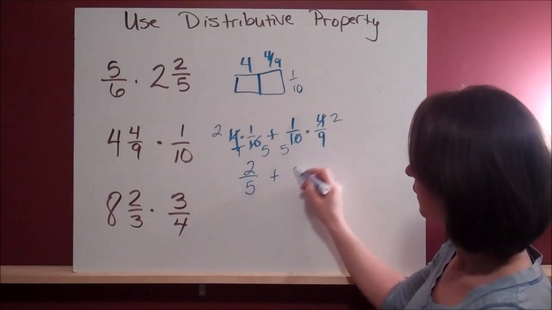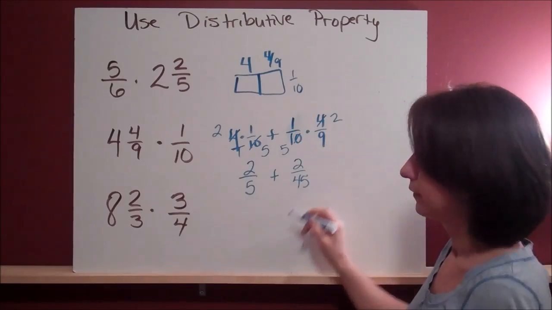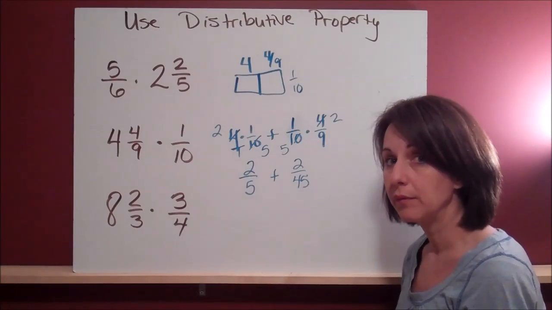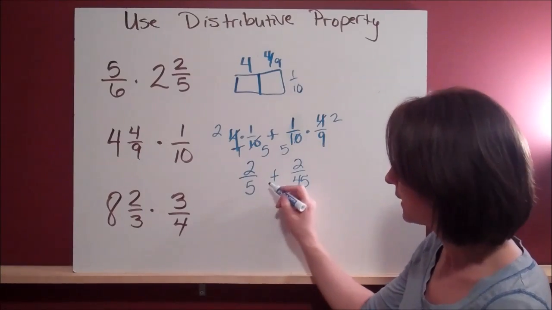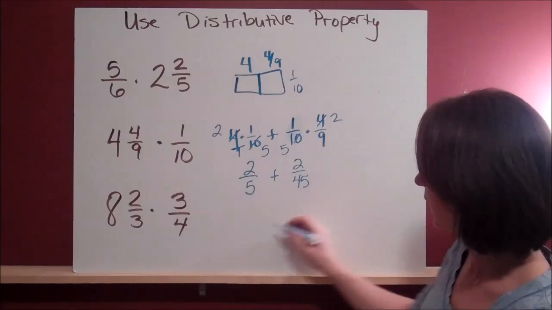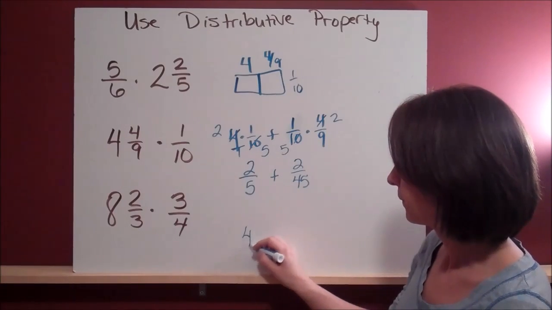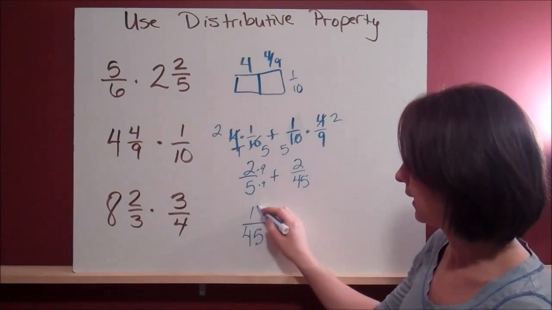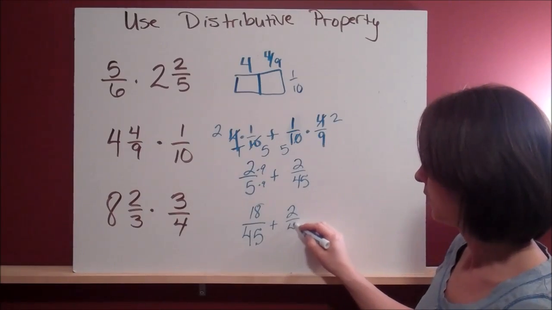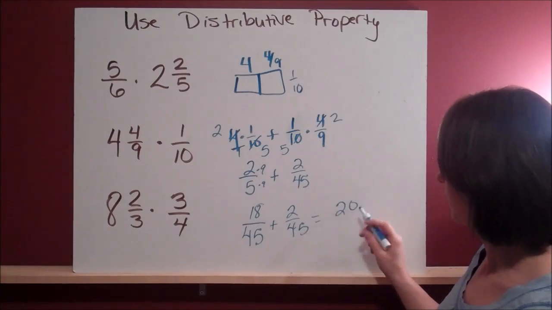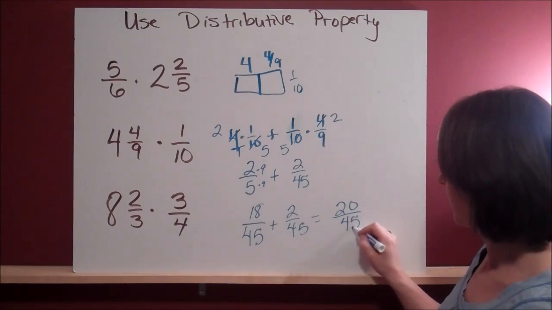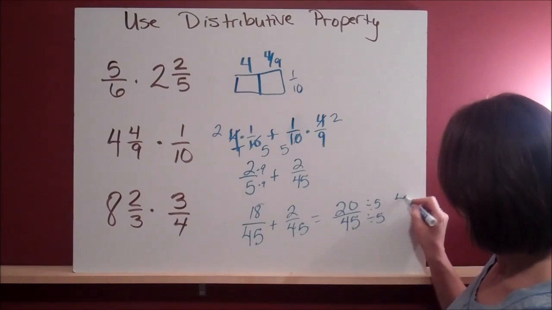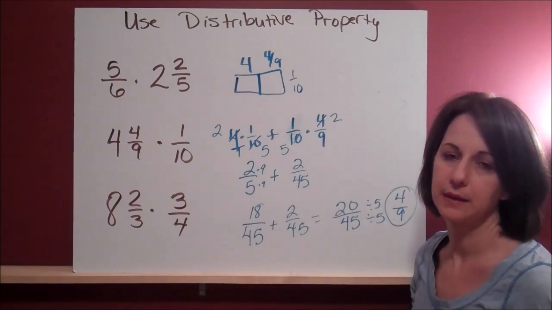2/5 to 40/5. Now, I do have to add these, which means I do have to remember my rules for adding fractions, which means I have to find a common denominator. And in this case, it could be 45. So instead of 2/5, we're going to multiply this by 9/9 and get 18/45 plus 2/45 equals 20/45. And this can be simplified again by dividing both of them by 5. 4/9 is my answer.